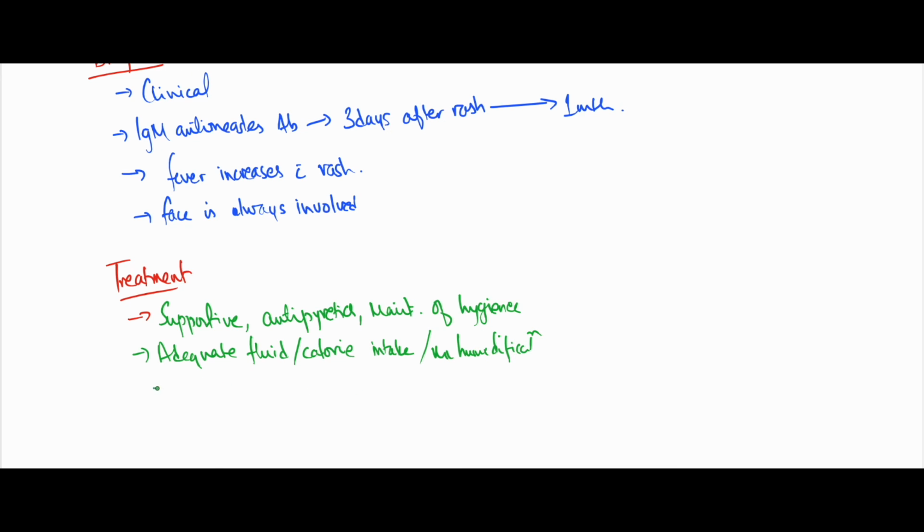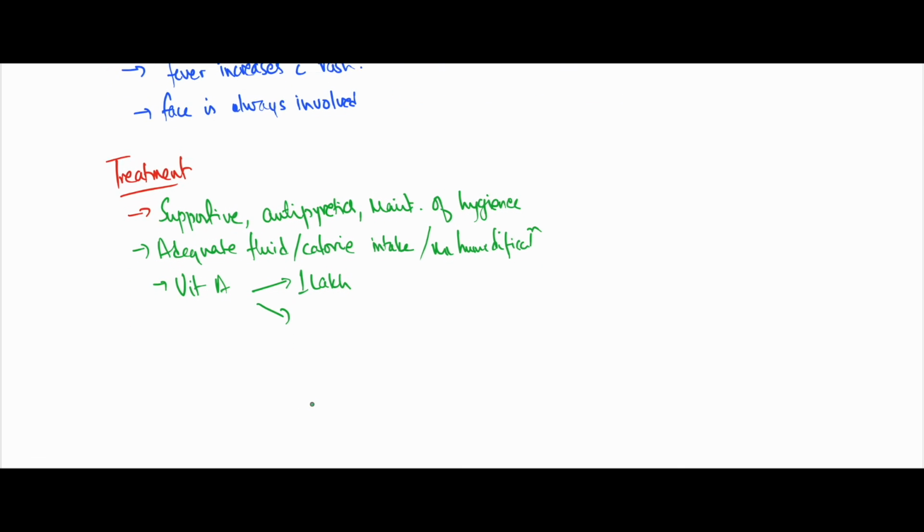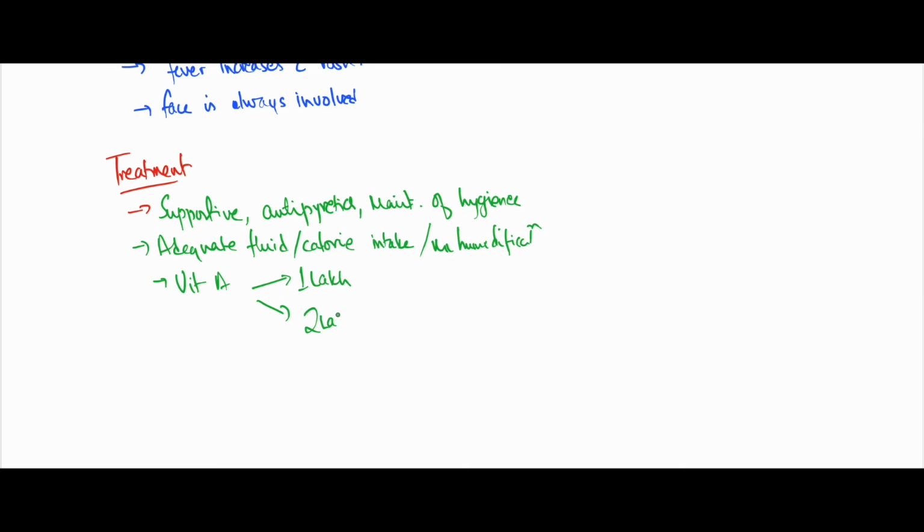Vitamin A reduces morbidity and mortality of measles, and a single dose of 1 lakh units below 1 year and 2 lakh units over the age of 1 year is recommended. So 1 lakh and 2 lakhs. 2 lakh international units is recommended over the age of 1 year; 1 lakh is recommended below the age of 1 year.